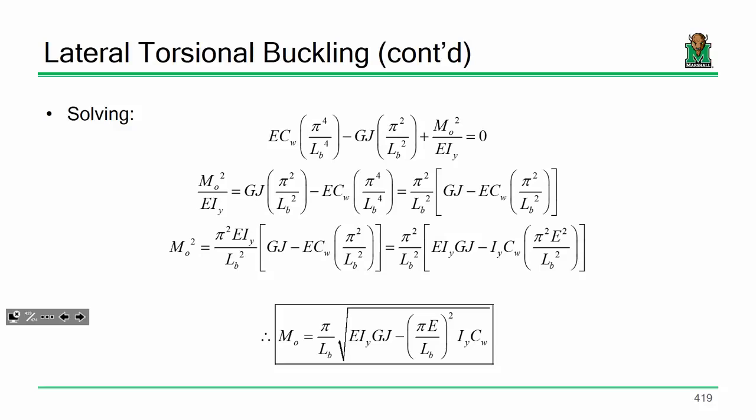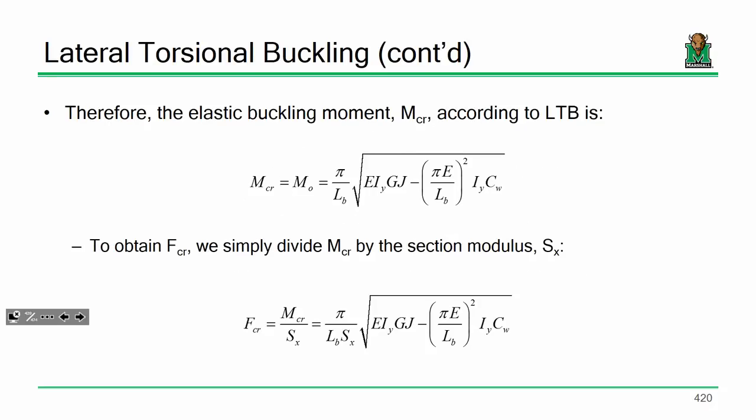Solve for the moment, and here's what you get. Okay. Now, what I'm going to do is take this expression and rewrite it a little bit. The first thing I'm going to do is write it in terms of stress. Okay, so instead of a critical buckling moment, I'm going to write it in terms of a critical buckling stress, so a moment divided by a section modulus. So take this, divide it by the section modulus.